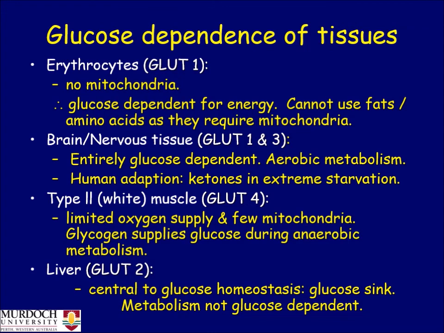Muscle tissue, on the other hand, is generally not exclusively glucose dependent. However, type 2 fast glycolytic or white muscle is more glucose dependent, but this generally will have adequate access to glucose via its GLUT4 transporters. And lastly, the liver is, well, it's completely not glucose dependent.